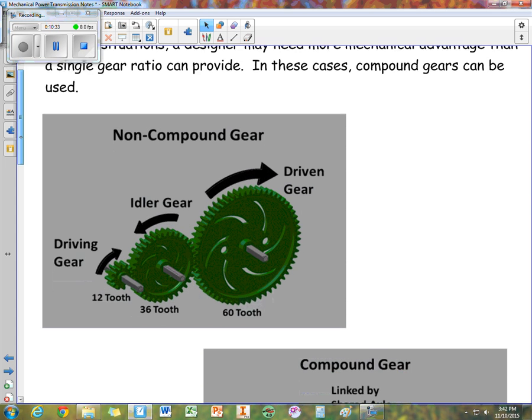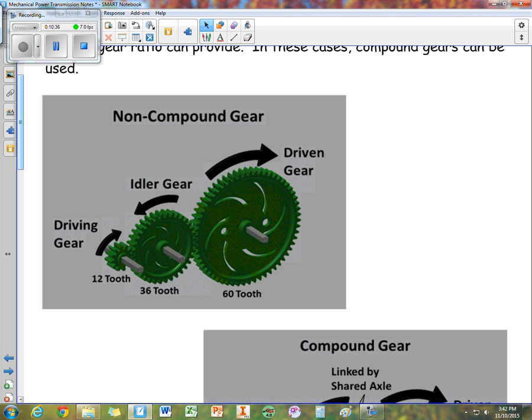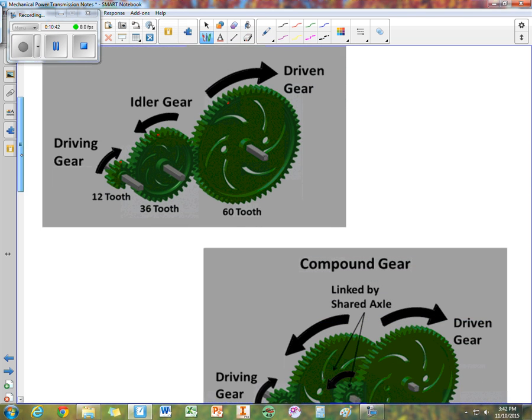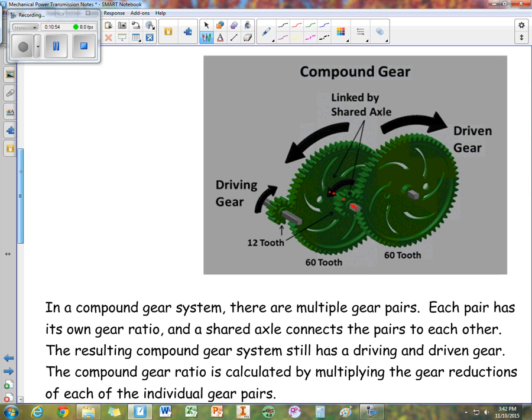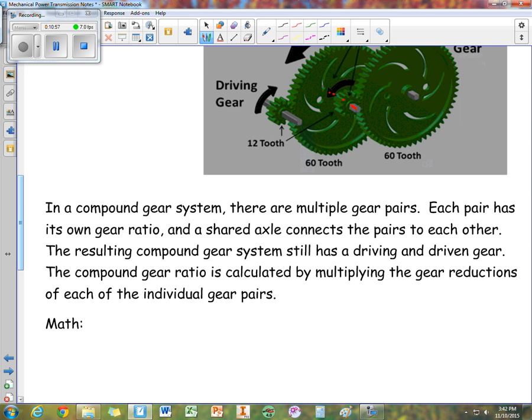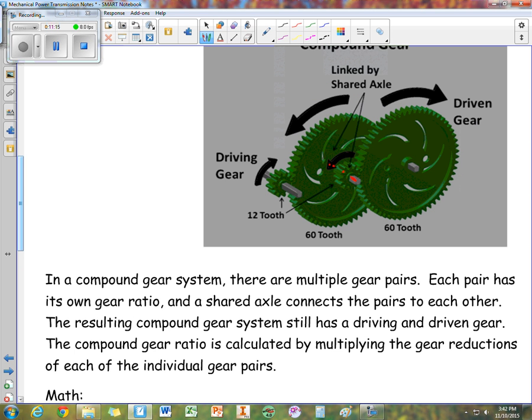So first off, let's take a look at a non-compound. Notice how we have single line gears in a line. Well, in the compound gear, we have a shared axis, and we have 2 gears on one of those axes. So in a compound gear system, there are multiple gears, multiple gear pairs. Each pair has its own gear ratio, and a shared axle connects the pairs to each other. So the resulting compound gear system still has a driving and driven gear, but the gear reductions are much, much greater. So let's figure out the mechanical advantage of this guy.